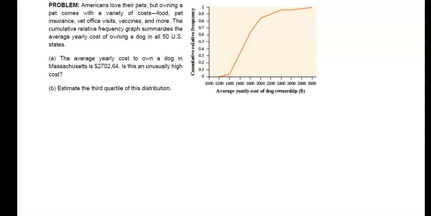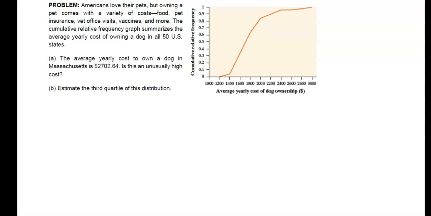Okay, you're done with the lesson. Let's just try a few practice problems here. So this is another cumulative frequency. Americans love their pets, but owning a pet comes with a variety of costs. I think that's probably true. The cumulative relative frequency graph summarizes the average yearly cost of owning a dog.